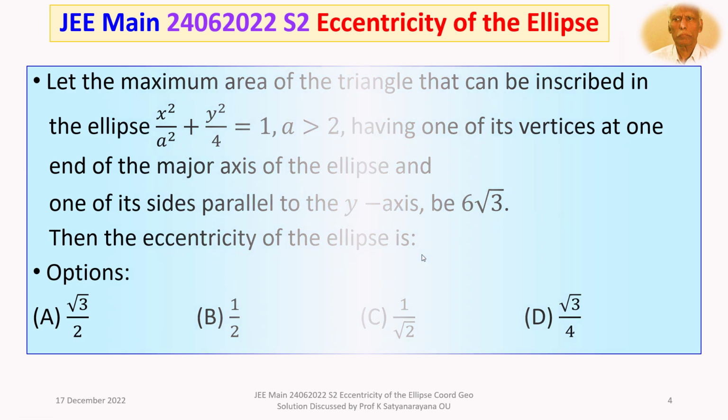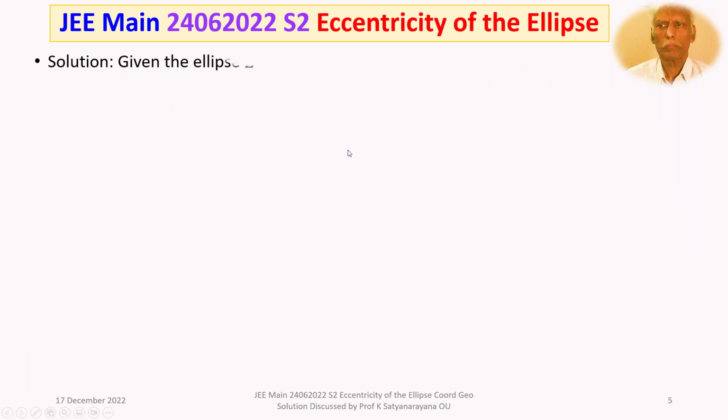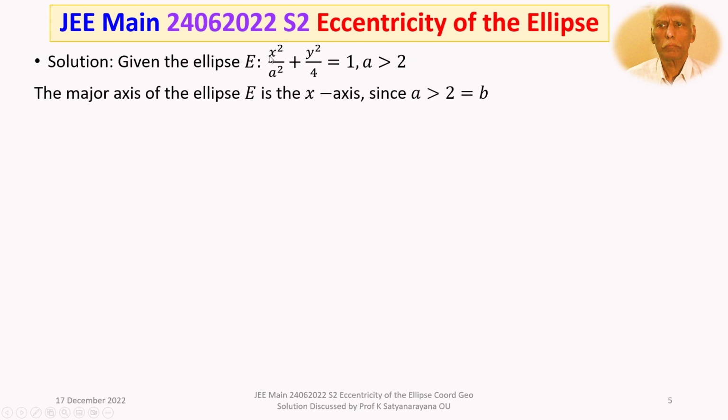We now discuss the solution of the problem in detail. We are given the ellipse x squared by a squared plus y squared by 4 is equal to 1, where a is greater than 2. The major axis of this ellipse is the x-axis. Why? Because a is greater than 2, the minor axis is the y-axis, and the semi-minor axis, that is b, is equal to 2 in this case. So a is greater than 2, which is equal to b. Therefore the x-axis is the major axis of the ellipse.